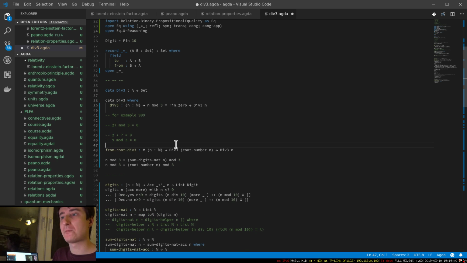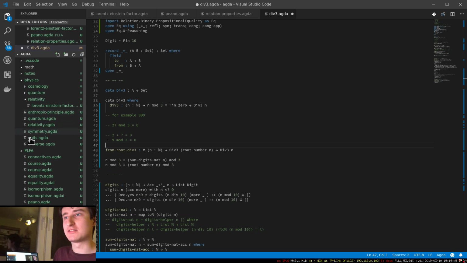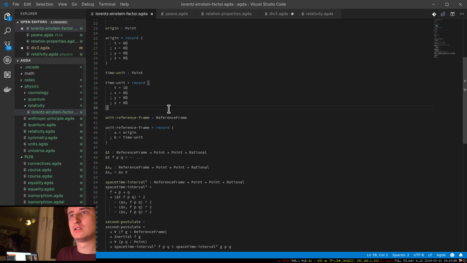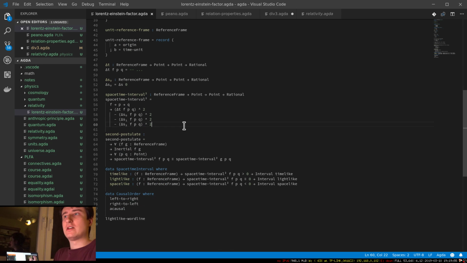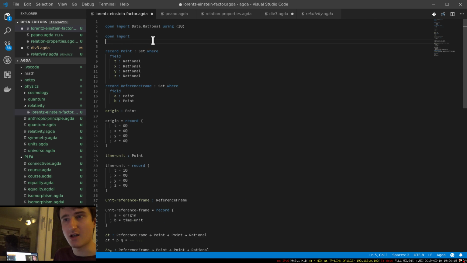For Agda, we have this. We'll have PLFA and we have physics. In here, I have some ideas written down and some things that are not yet type checked. What would we do in here? I don't have the strength to do this today, unfortunately, but this is not important.